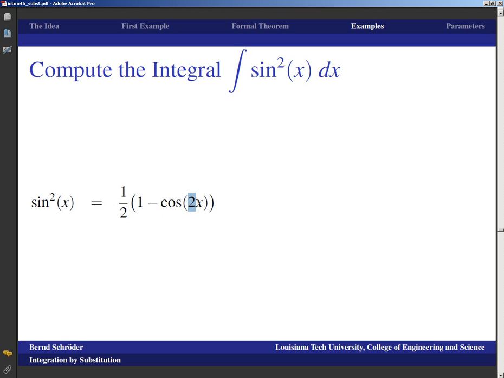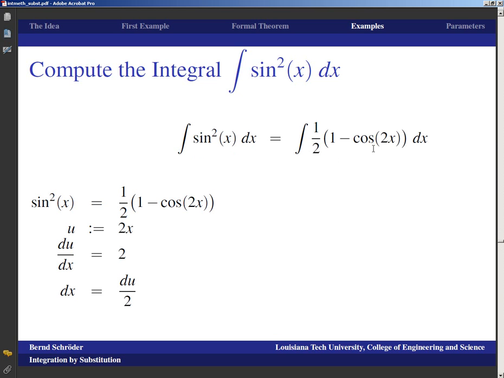But now that we've got that, we also see that we've got a composition. We've got a 2x in here, but that's a very quick substitution. u equals 2x, du dx equals 2, dx equals du over 2, and now we can work things out. The integral of sine squared x is the integral of 1/2 (1 minus cosine 2x). The integral breaks up. The 1/2 comes out. It's 1/2 integral of 1 dx minus integral cosine 2x dx, and that's where we're using the substitution, of course.